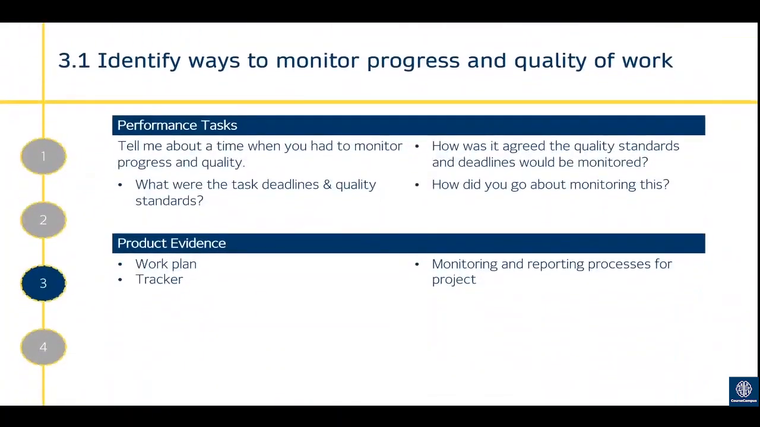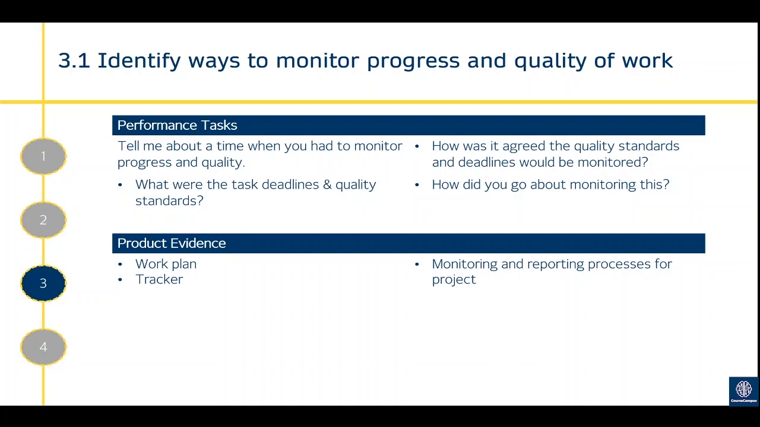Third outcome now, 3.1, identify ways to monitor progress and quality of work. Now there's a lot of overlap with this outcome and other units, so it's very likely you've already covered this if you've focused on your other units before you focused on this one, which would be the best way to go about it. But if you've not, this is simply about working out how you're going to monitor progress.